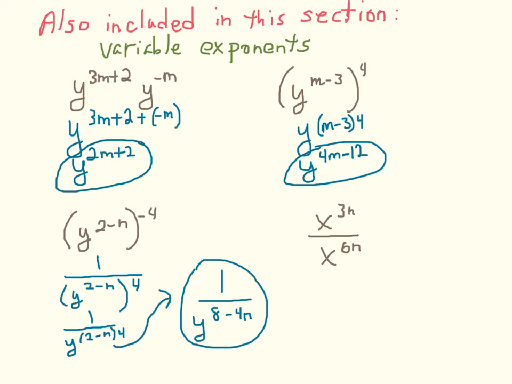And then if I have x to the 3n over x to the 6n, I'm going to subtract the exponents. So that would be x to the 3n minus 6n, or x to the negative 3n. And I guess we could leave it like that, but probably best to leave it like 1 over x to the 3n.